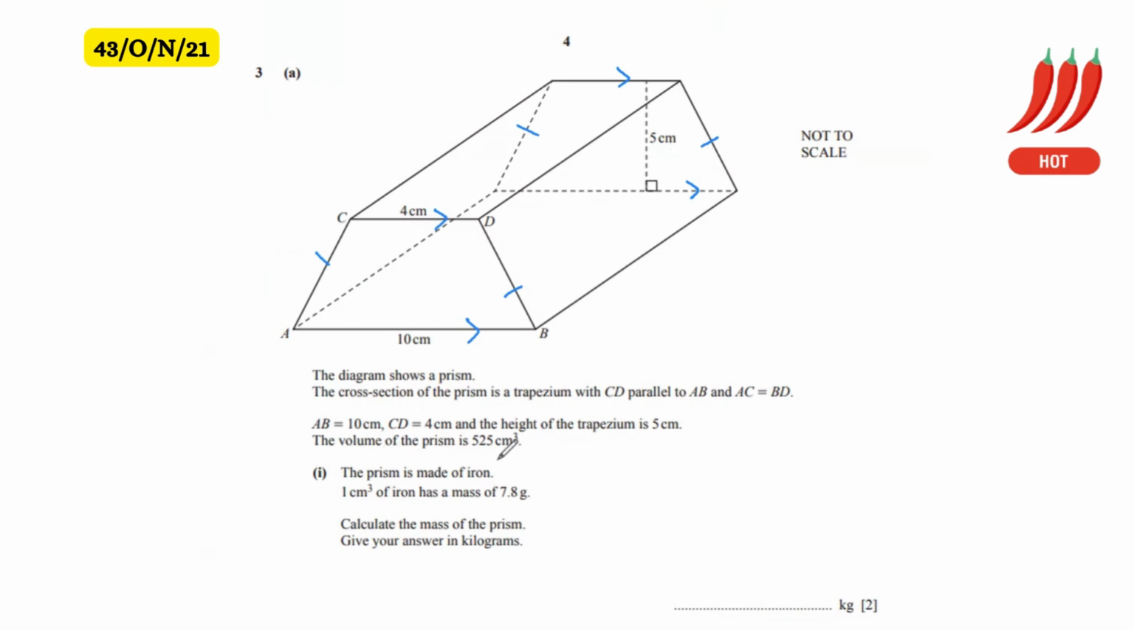The volume of the prism is 525 centimeters cubed. The prism is made of iron. 1 centimeter cubed of iron has a mass of 7.8 grams. Calculate the mass of the prism. Give your answer in kilograms.